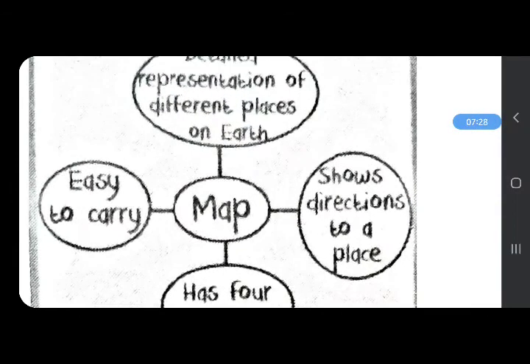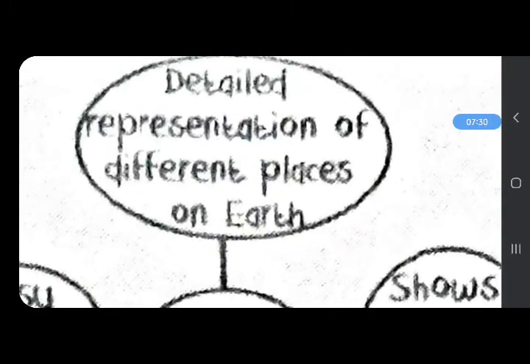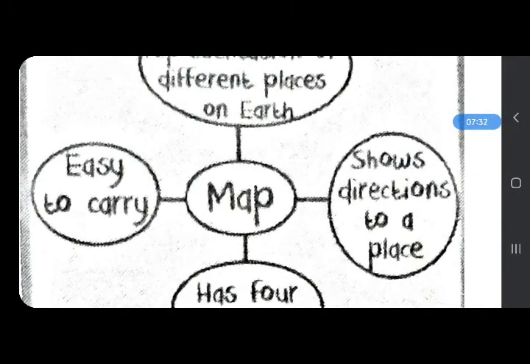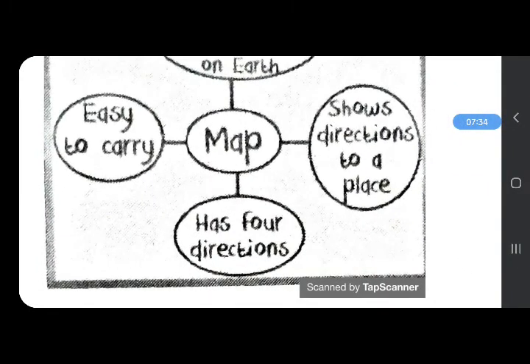Revise it again. A map is a detailed representation of different places on Earth. It is easy to carry, shows 4 directions and shows directions to a place. And places are shown in different colors. And maps have special symbols to make it easier to find a place.